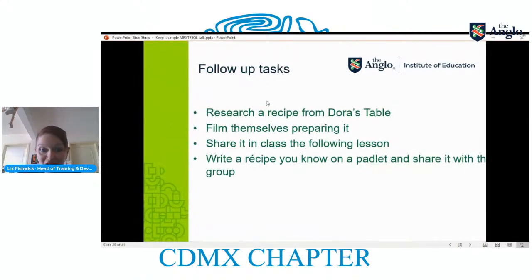Okay, so some ideas I have. We said definitely the recipe, share it on a Padlet, share it with the group, and the group can comment on it like you would on an online forum. Also research a recipe from Dora's table. If I'm not full of vegan propaganda, by the way, but our recipe is really, really good. And exactly as you said, Hilda, record yourself making it and share it with the group the next day. I think that's a fantastic idea.